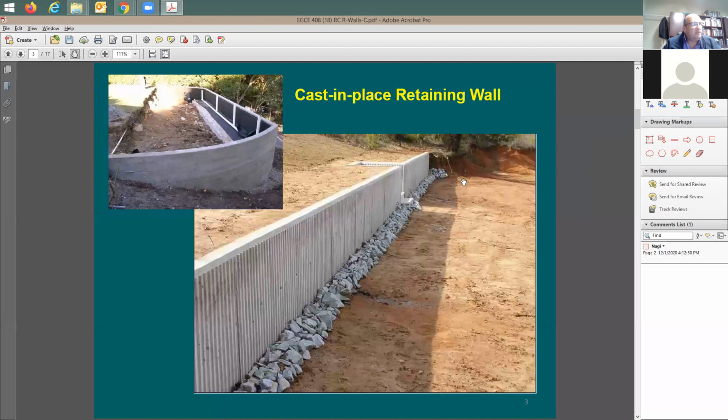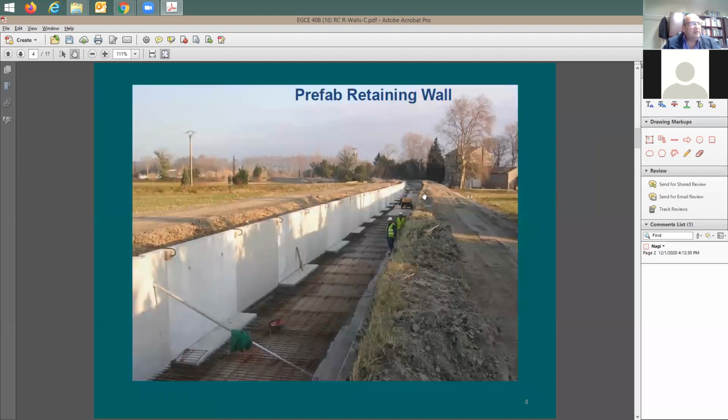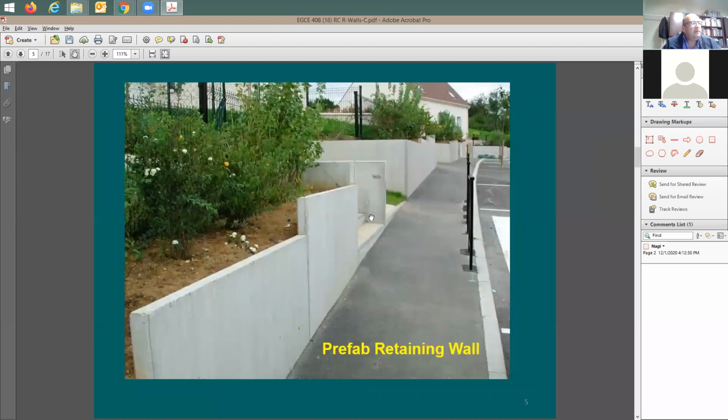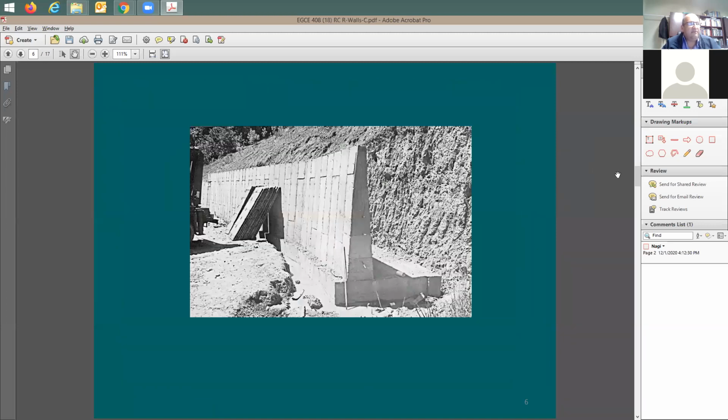Different types of retaining walls, and we have gone through this already. This is when you have prefab, which means prefabricated. This is gonna be like precast wall, you know? Same thing, precast wall, prefabricated. This is gonna be cast in place.